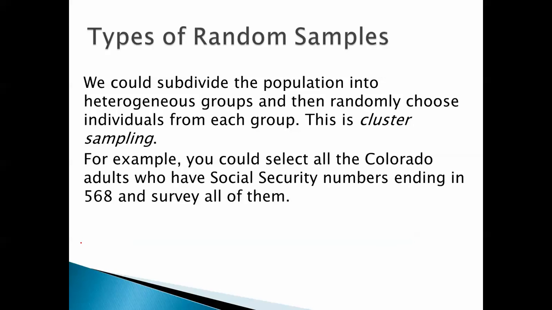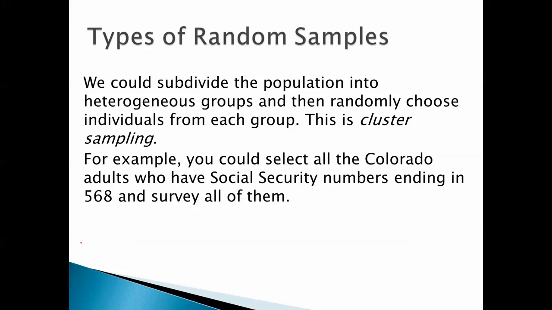We could subdivide the population into heterogeneous groups and then randomly choose individuals from each group. The heterogeneous groups, they're not like the homogeneous groups we saw before. Not everybody in the group shares a particular characteristic. Instead, each of these groups is going to be a good cross-section of the population. This is what we call cluster sampling.